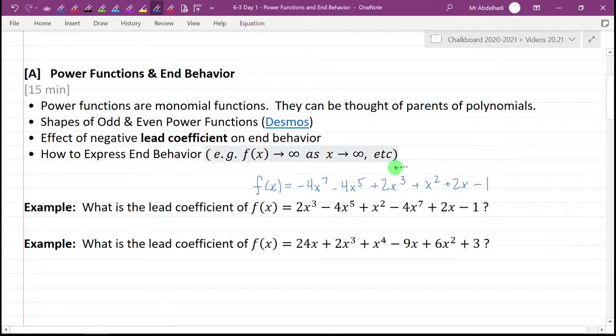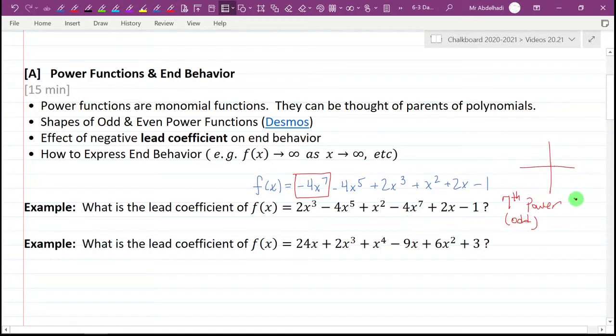So anyway, the point is you have a polynomial here and you want to talk about what degree it is. You have to look at what's called the lead term. And the lead term is the highest power term, which is going to be this right here. So this is a 7th power polynomial. That means it's odd. That means it's a what? Is it a Rocky or a Travolta? It's a Travolta. It's going up on the right and down on the left.